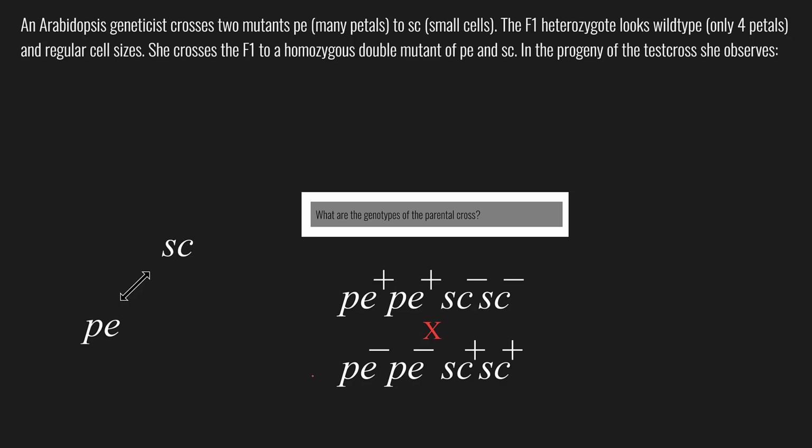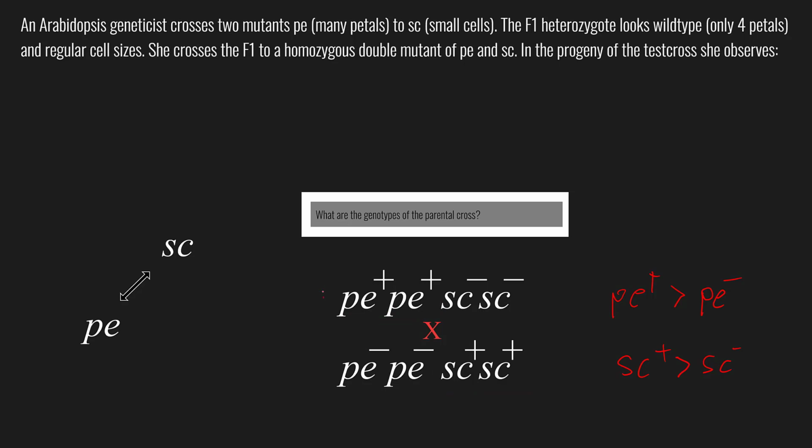So when we make this cross, what we identify is that the output is a normal looking plant, which means that there is complementarity. What this means is that the wild type for the many petals and the wild type version of the small cells are fully functional and take over the phenotype of the individual. From this, we can say that PE plus is dominant over PE minus, and that SC plus is dominant over SC minus. So now we can start labeling which parental is which in this scenario.